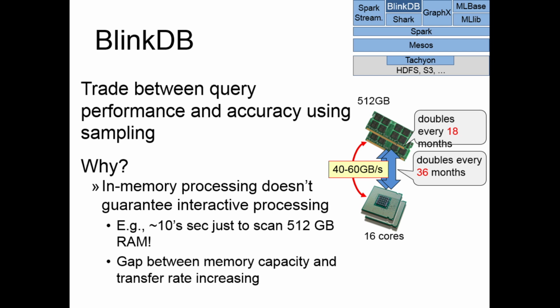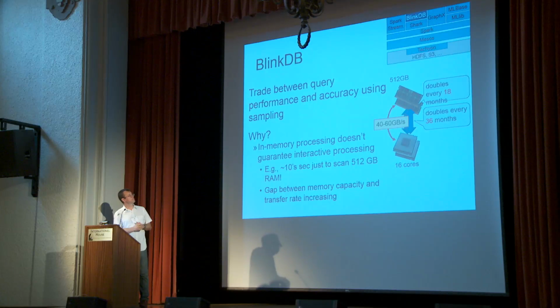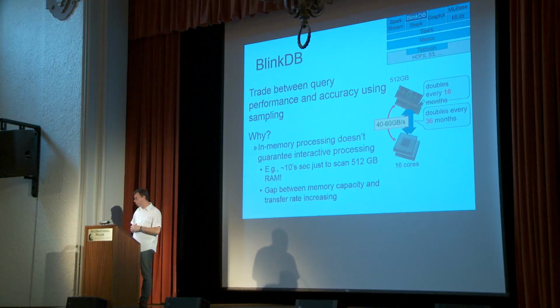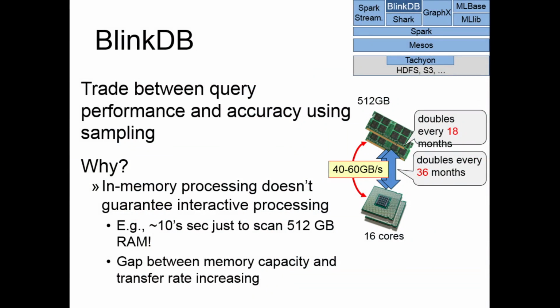So here is the architecture of a node today. In a high-end node in a data center, you have 512 gigabytes of RAM, maybe 16 or 24 cores. And then the bus bandwidth is between 40 and 60 gigabytes per second. Maybe the new ones will get to 90 gigabytes per second. The point is that even without doing any computation, just scanning this memory may take 10 seconds. And here I ignore any contention. So this is not good enough for an interactive query.